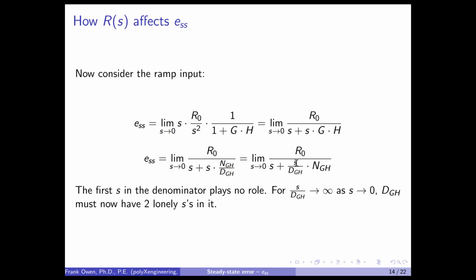So I have this extra s up here already from the ramp. I had 2 of them. And now I've got to have 2 s's in here, so that I have an s left over after I do the cancellation of this s, so that this can go to 0, this can go to infinity, this can go to 0. Okay, so it's a little complicated, and it gets more complicated as you keep adding more and more sophisticated inputs. You have to have more s's in the denominator of the open loop transfer function.